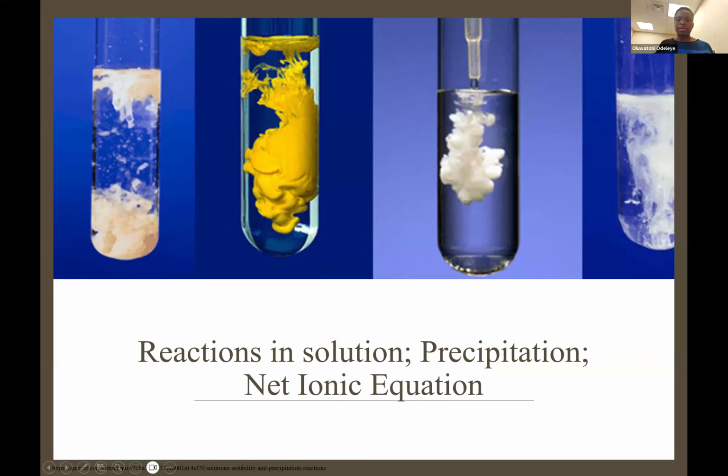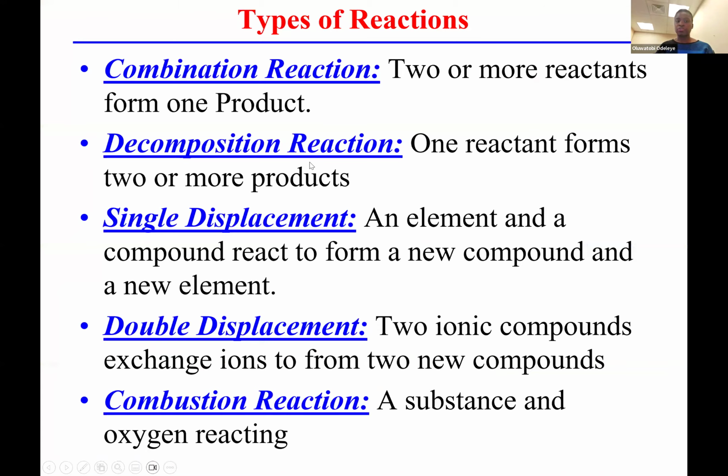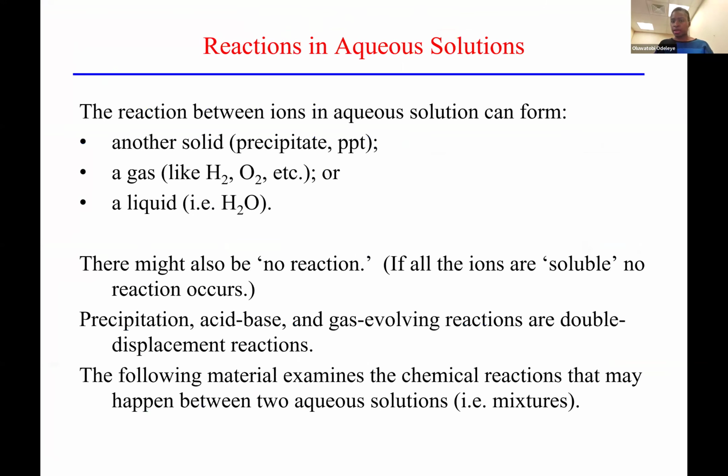Let's talk about net ionic equations. So we've talked about this idea of precipitation reactions, solutions, what makes a solution, the solute versus the solvent. We'll take it a step further and talk about precipitation reactions. So we've talked about 5 different types of reactions: the combination, the decomposition, single displacement, double displacement, and combustion. Precipitation actually is one reaction that falls under one of these: double displacement reaction.